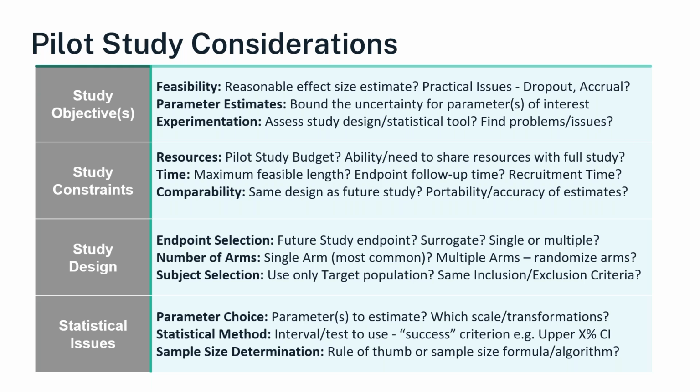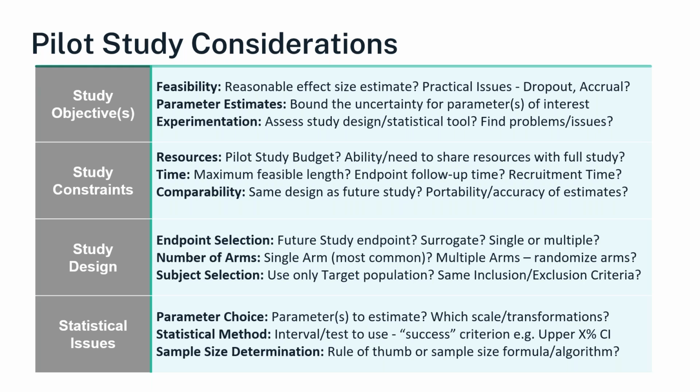For statistical methods, if you're talking about bounding the parameter estimate, you probably want to use a statistical interval, and then you have a choice between confidence intervals, prediction intervals, or Bayesian credible intervals. And you want to think about what your success criterion is, and your success criterion might be the upper bound for a confidence interval at 80%. That's one of the things I'll talk about later on.